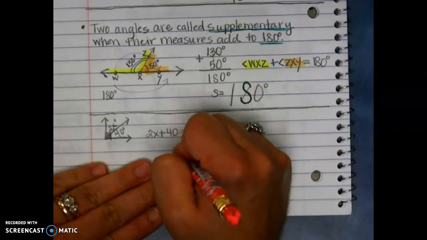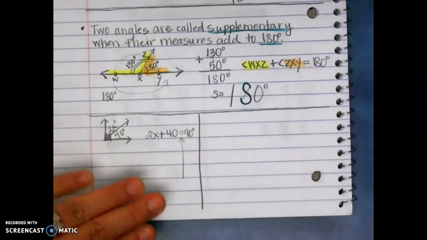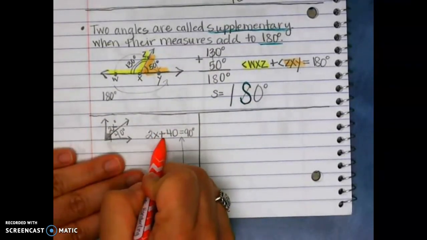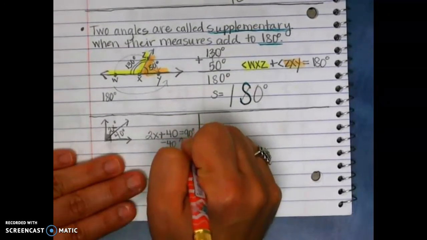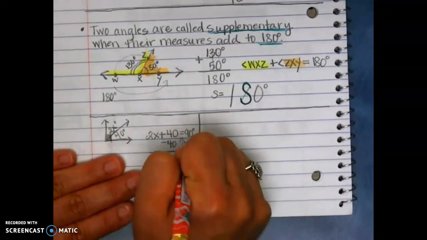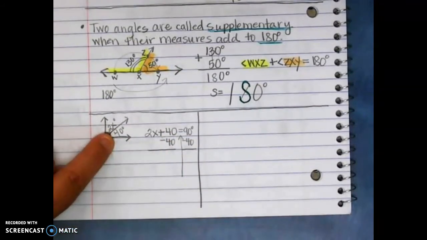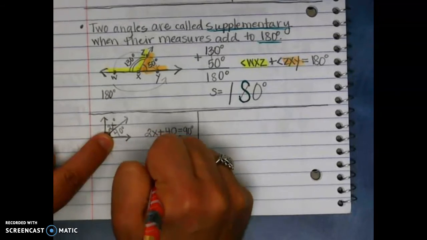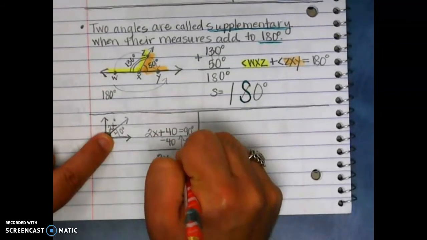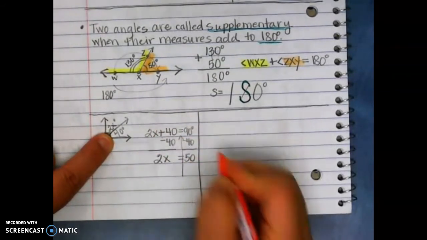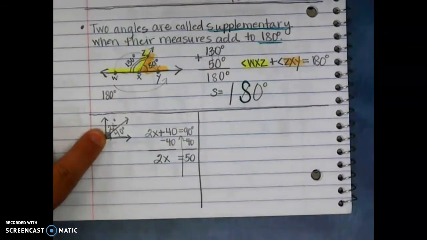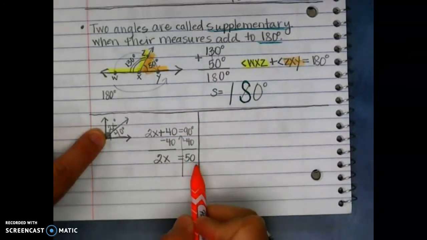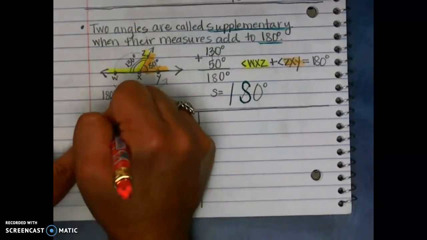And now I have an equation that I'm going to solve. So I'm going to start by getting rid of our constant value, which is being added. So I would subtract 40 degrees from both sides. And what I'm doing is I'm removing the bottom angle. And so the top angle is now left as 50 degrees because 90 take away 40 is 50. Now, what I happen to know is that 2x is 50 degrees. So I know that this angle is 50 degrees.